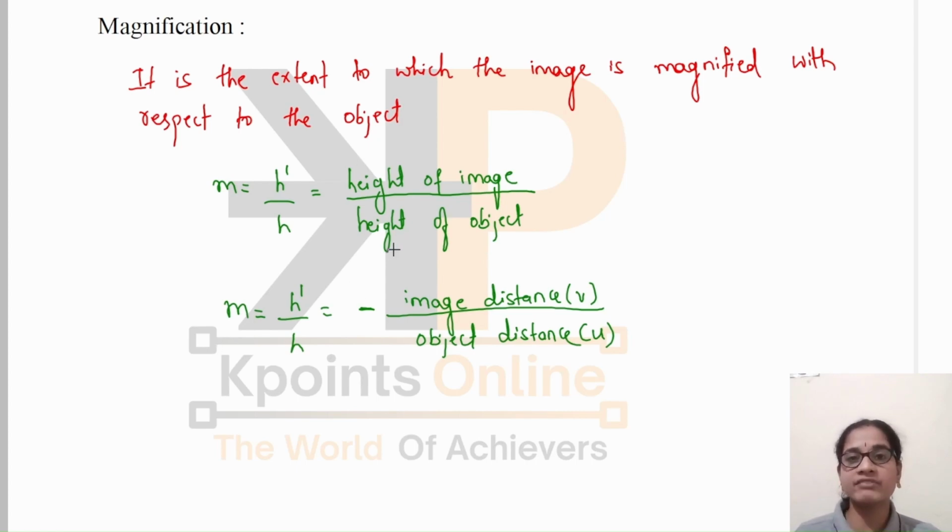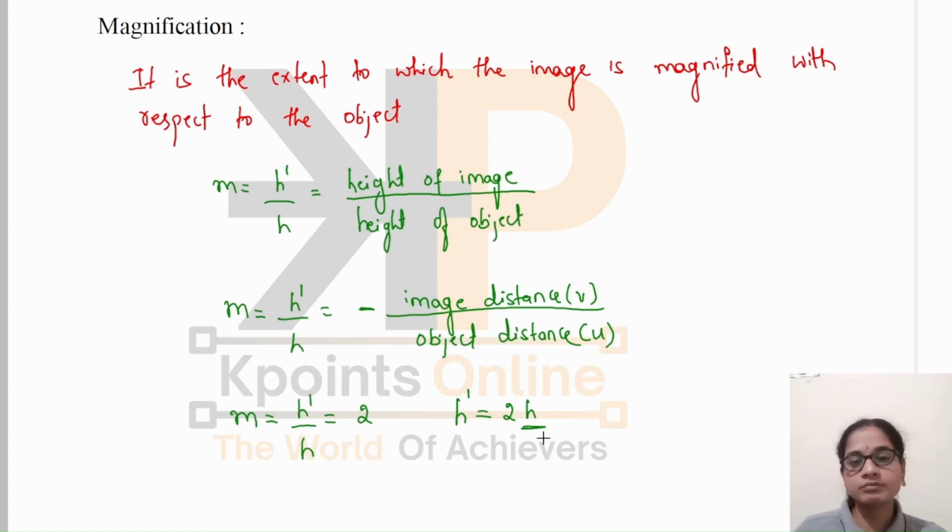Let's see how the magnification value will give information about the nature of the image. For example, if I say the magnification of the image is 2, this indicates that the height of the image is 2 times that of the height of the object. What does this mean? That image is enlarged, image is magnified, as it is 2 times that of height of the object. When the image is 2 times that of the object, it indicates that the image is magnified. This is one information we are going to get.